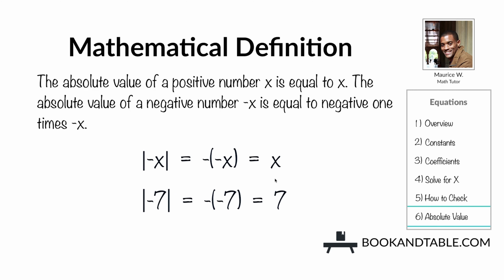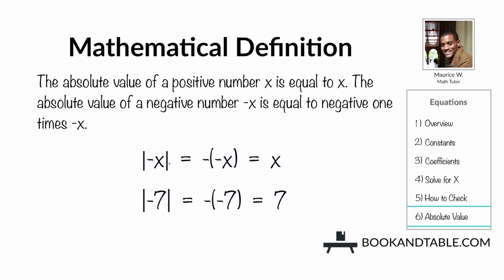The mathematical definition is as follows. The absolute value of a positive number, x, is equal to x. The absolute value of a negative number, negative x, is equal to negative 1 times negative x, which would then give the positive representation of this term. If we replace x with an actual number 7, the absolute value of negative 7 is equal to negative 1 times negative 7, which would be equal to 7.